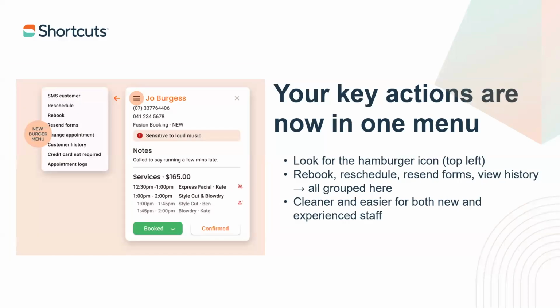The hamburger icon, which is your three horizontal lines up next to the client's name, brings up your options of what you can do with the appointment itself. If you want to reschedule, rebook, forms, I'll touch on that in a second, change the appointment, have a look at the history. You'll also notice that the client's name is highlighted there. So Joe Burgess is clickable. If you click on that, it will take you through to the client's profile. So you've got access within a couple of clicks to the profile, the history, being able to rebook, reschedule.